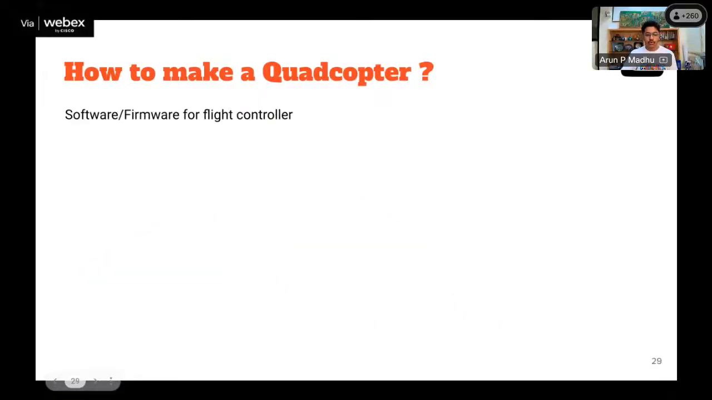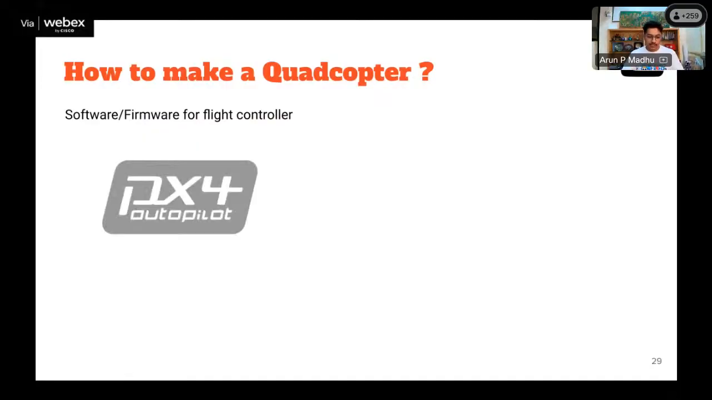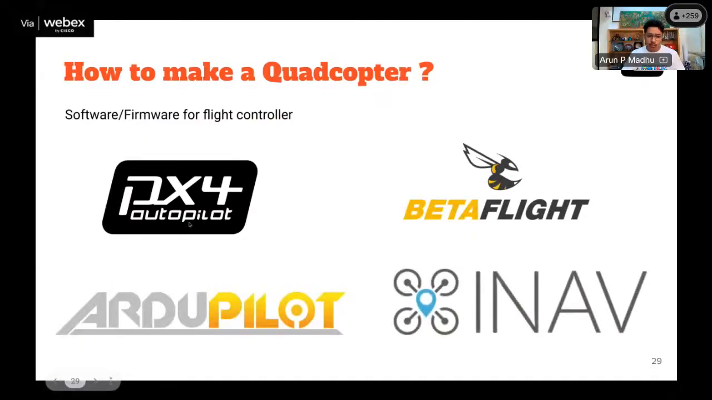And finally we come to the software or the firmware of the flight controller. I said the flight controller was the brain, and maybe you can consider software as the consciousness inside that brain. The flight controller is basically the hardware. The software or the firmware will tell it to do certain tasks. So we have four open source software or firmwares. One is PX4 autopilot, second one is Betaflight, third one is ArduPilot, and fourth one is INAV.